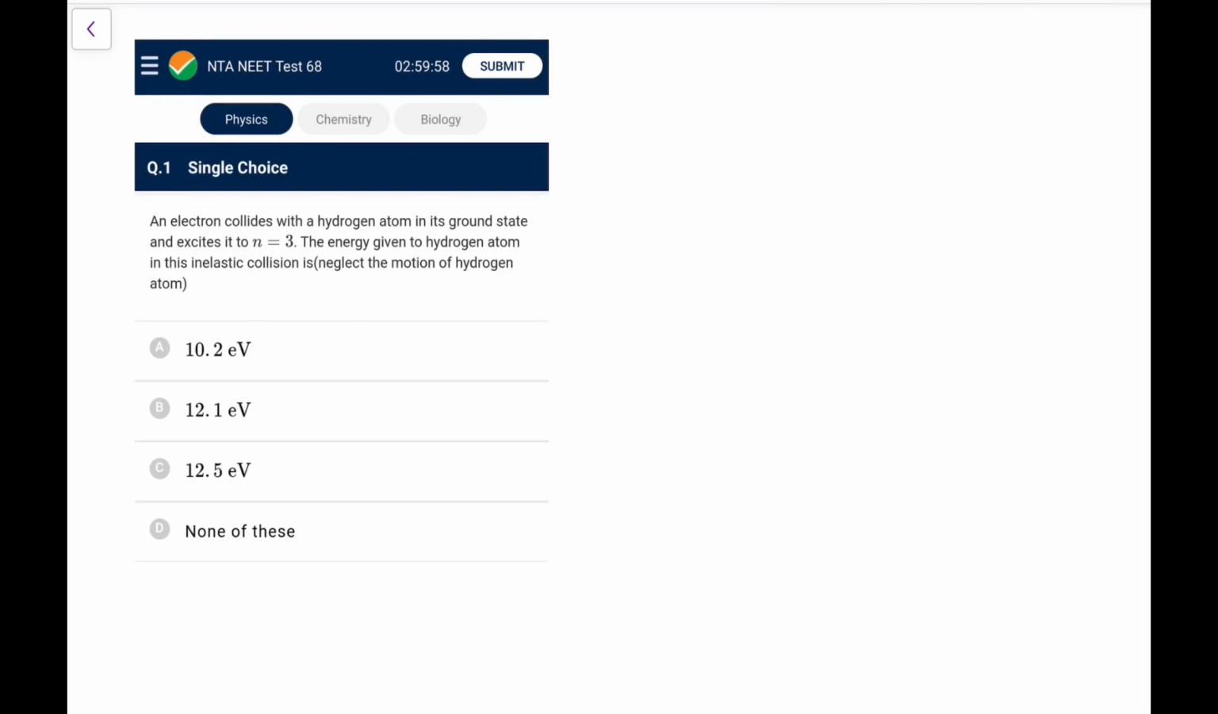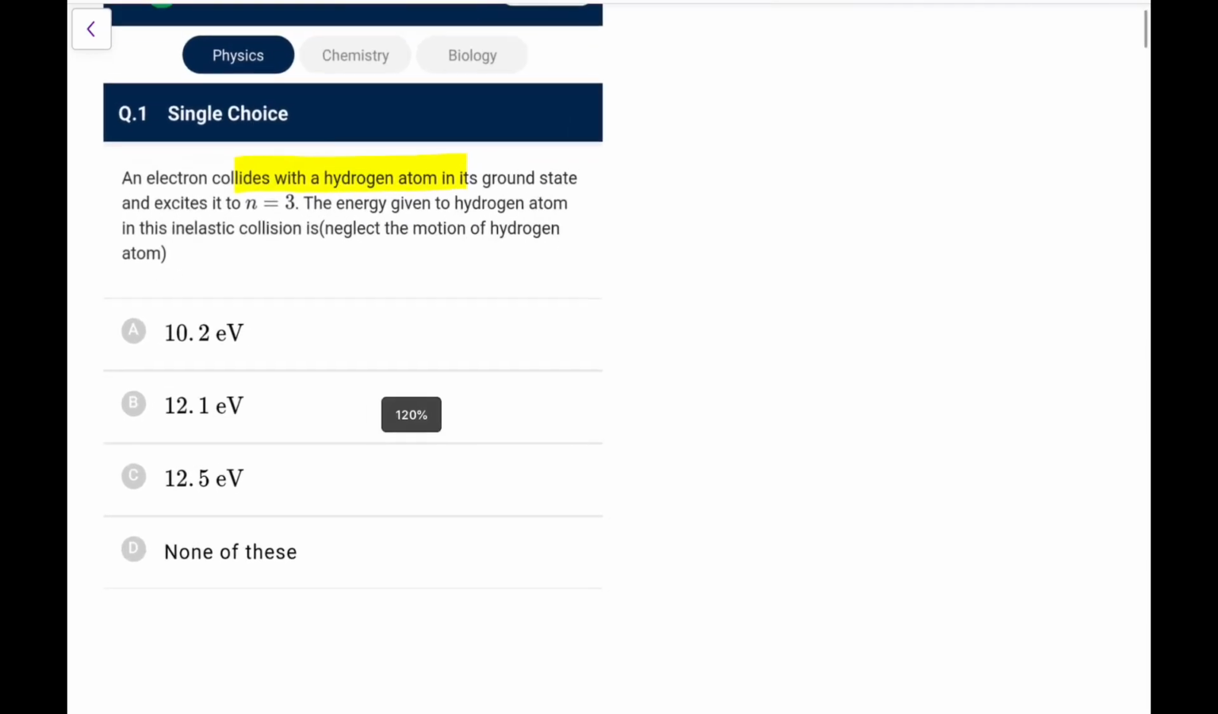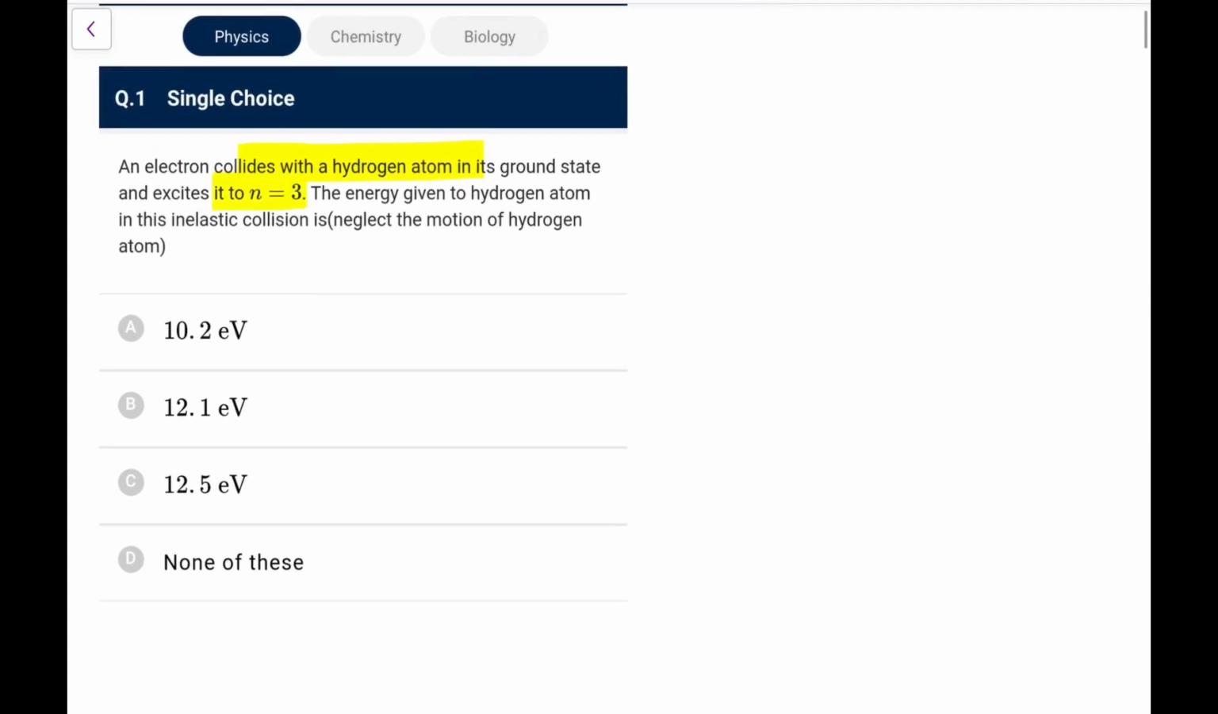So let's begin. First question: an electron collides with a hydrogen atom in its ground state and excites it to the third level. Okay, n equal to 1, 2, 3. The energy given to the hydrogen atom in this inelastic collision is the energy required for its excitation, that is E3 minus E1. You remember E3 is minus 1.5 eV, E1 is minus 13.6 eV, so it is approximately 12.1 eV. So go for option B. It's an easy one for you.